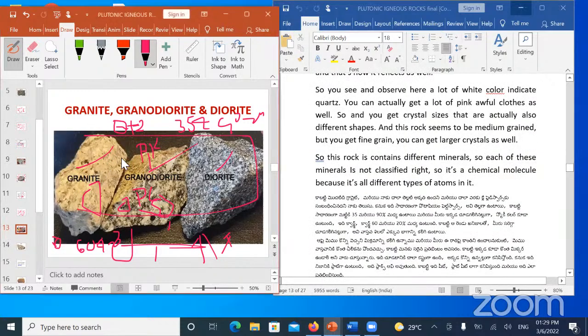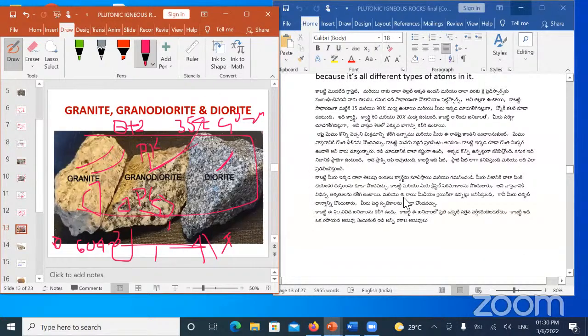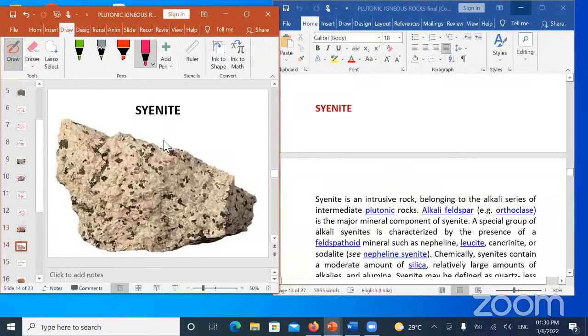So this is the granite, granodiorite and diorite rock. This rock contains different minerals. Each of these minerals is not classified, right? It is a chemical molecule because it has all different types of atoms in it, right? So next one is syenite.